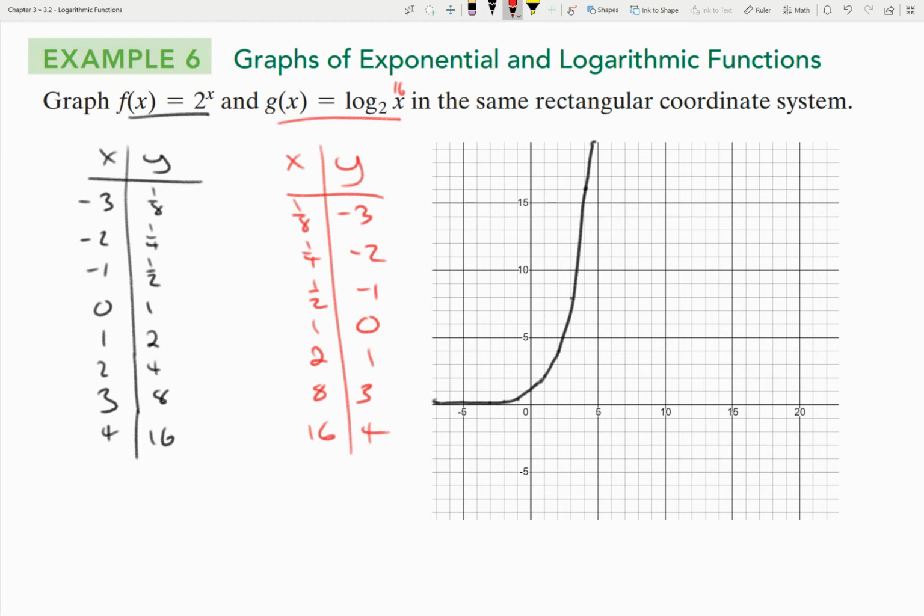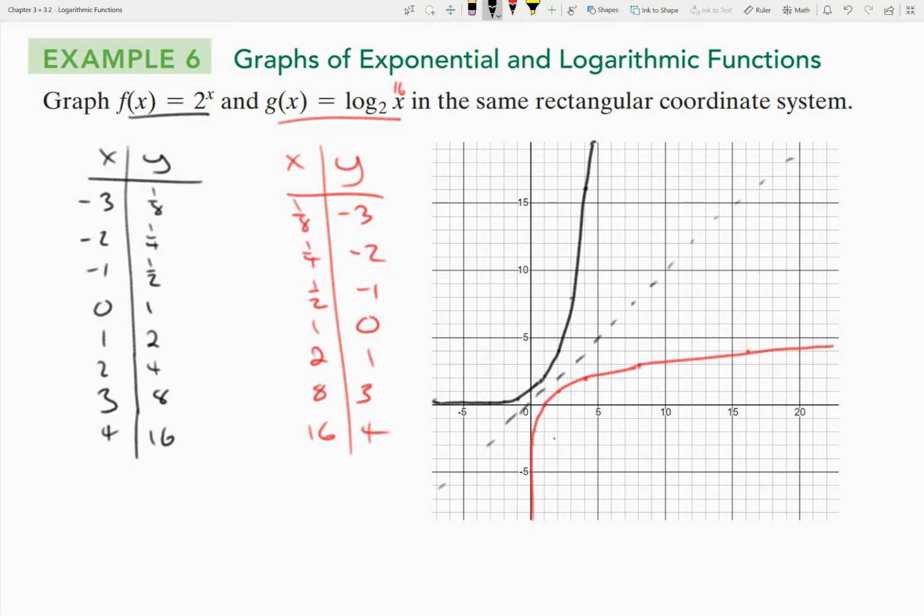Okay? And so you can see, as I go to 1/8, I get -3. As I go to 1/4, I get -2, half. And this is the coordinate right there. 2 gives me 1. 4 gives me 2. 8 gives me 3. 16 gives me 4. And you can see that these two graphs are reflections of each other across the line y is equal to x.